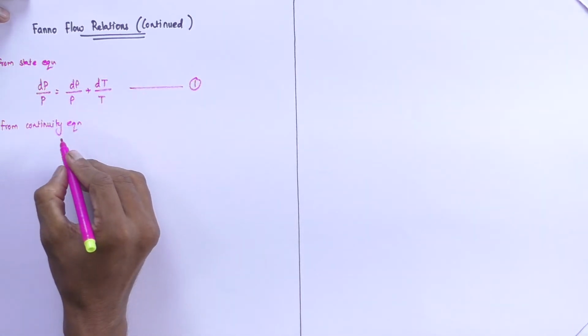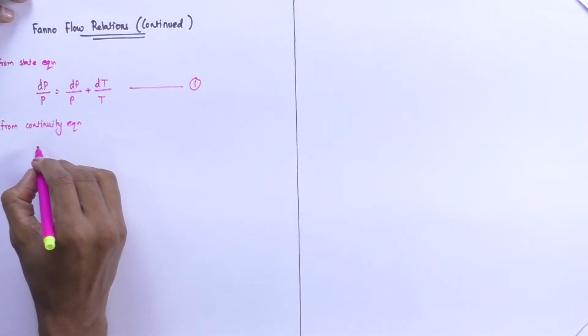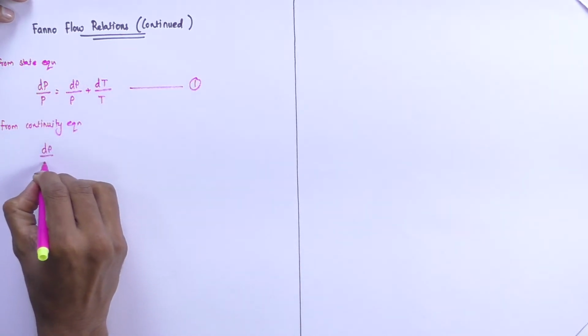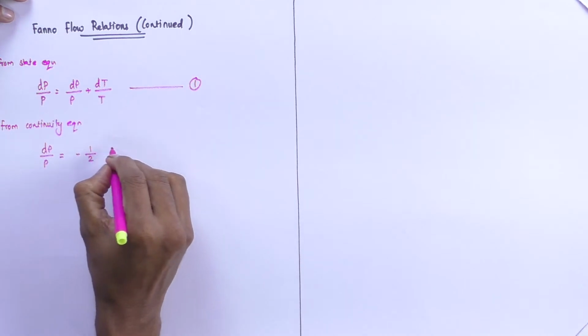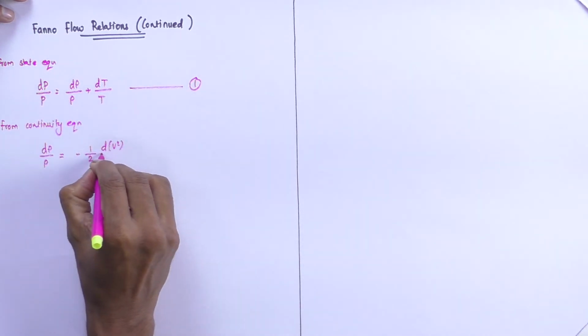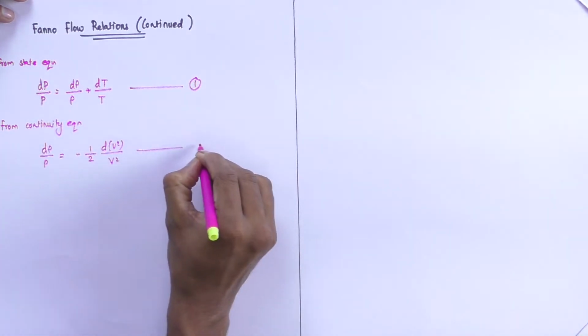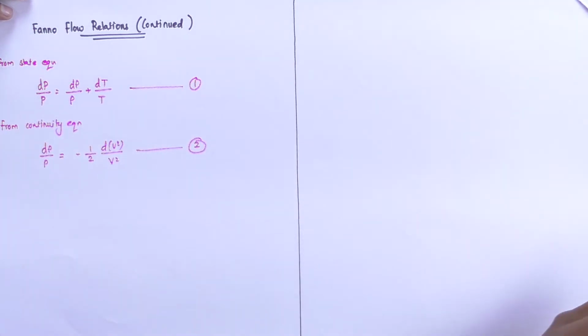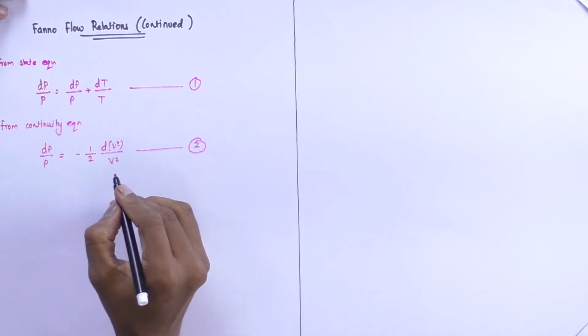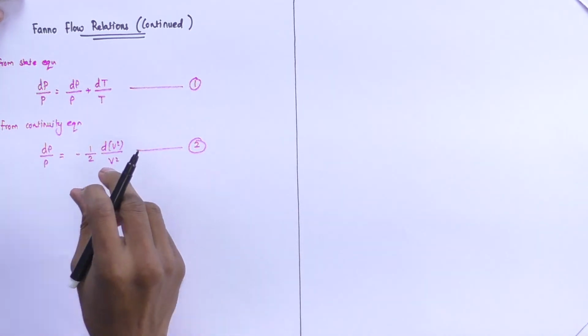we have a relation between density and velocity as d rho by rho is equal to minus 1 by 2 d of v square divided by v square. So, we denoted this equation as number 2, and then we derived a new momentum equation especially for this case.